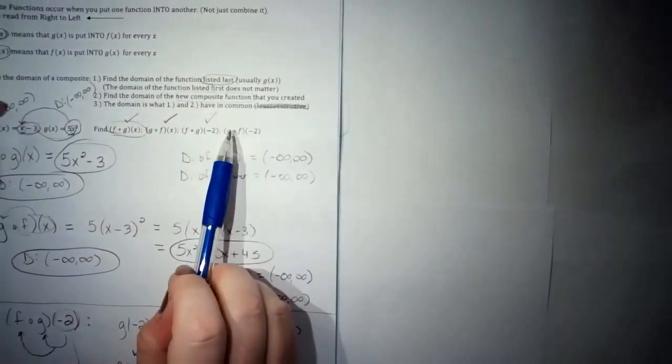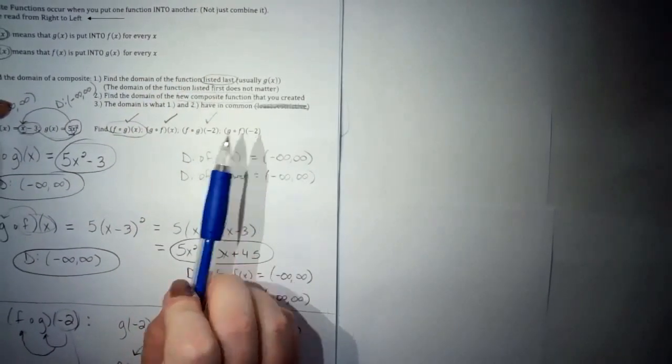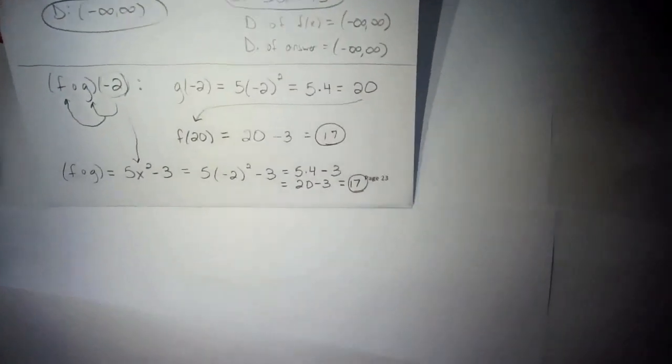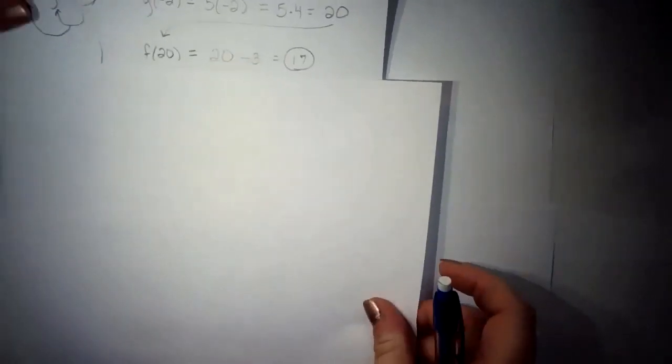All right, we have one more on here. Okay, now we have g of f of -2. All right, well, I have written all over the world, so let me get a new piece of paper. All right, here we go.